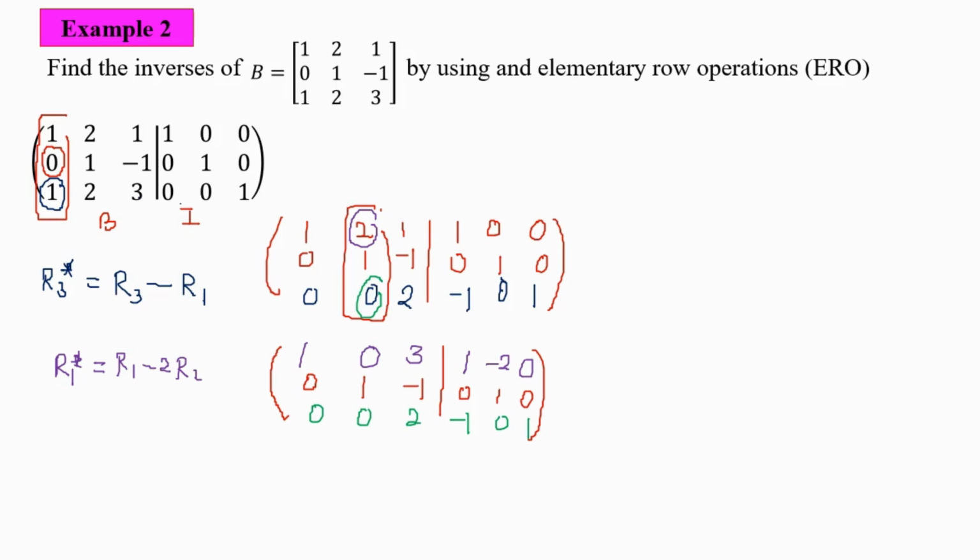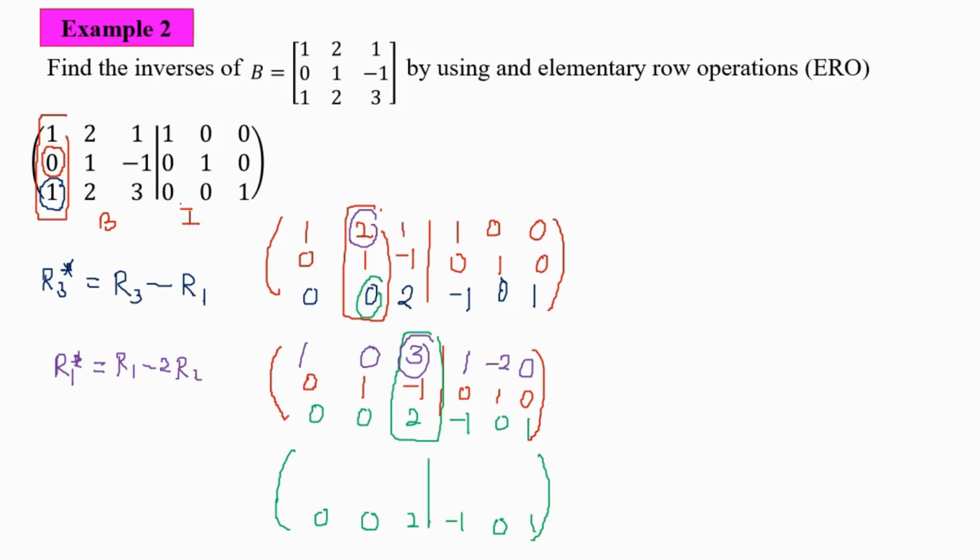Finally, we look at the third column. In column 3, I use my row 3. So I just copy down my row 3 first: -1, 0, 1. We do it one by one. The first element is 3.